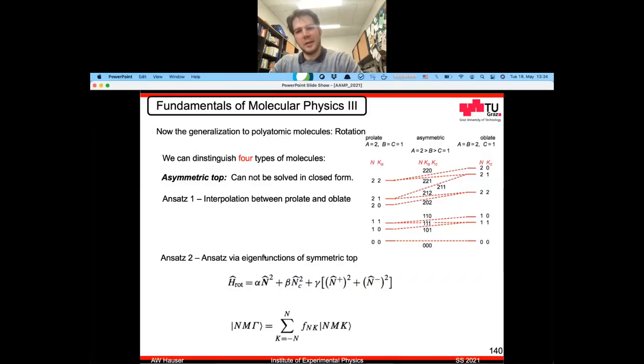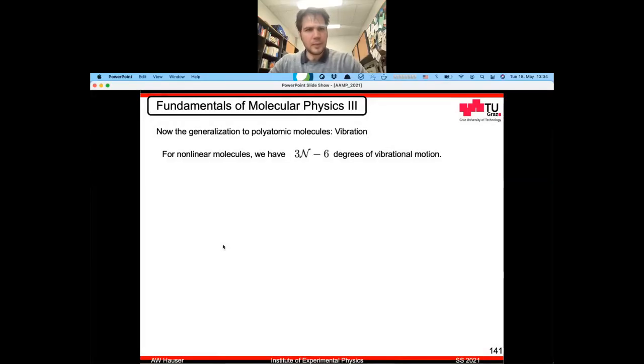Okay, that's it for rotation. And we can move on to vibration as the other degree of freedom in the nuclear motion, which we also have now to extend to the polyatomic case. So this will take just a few minutes.